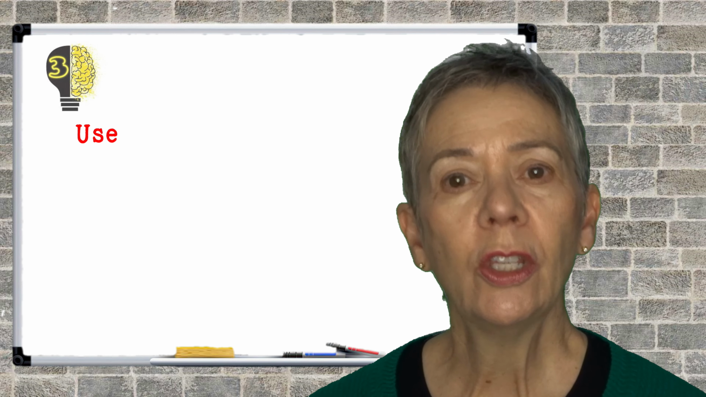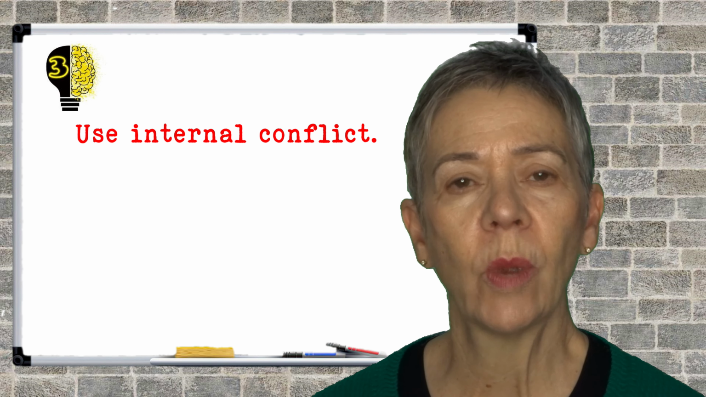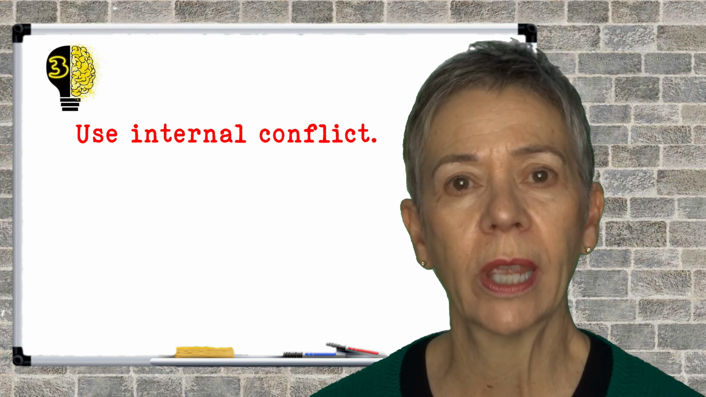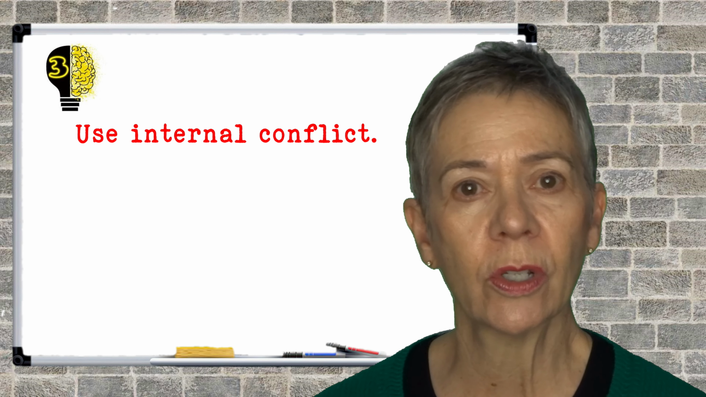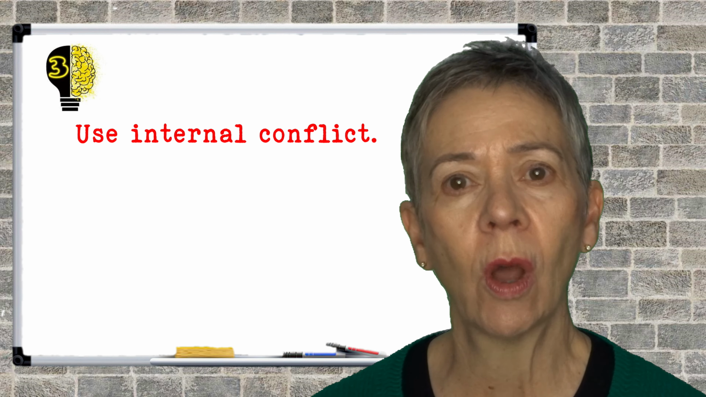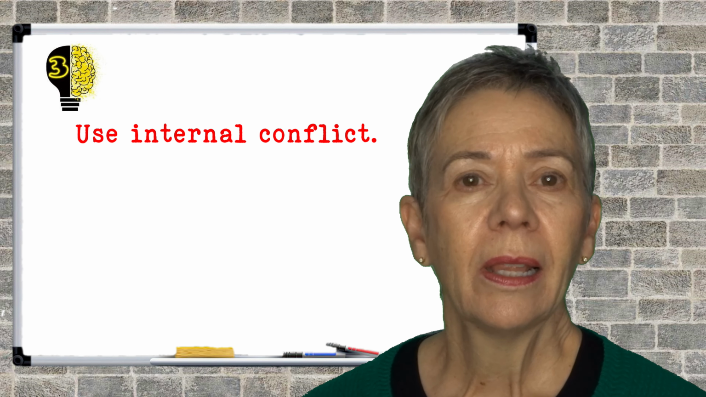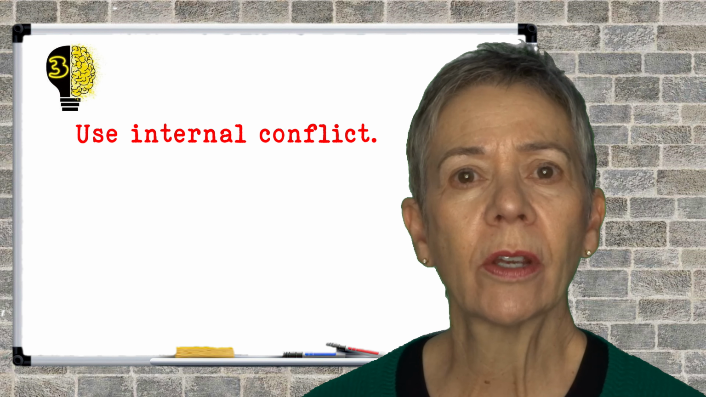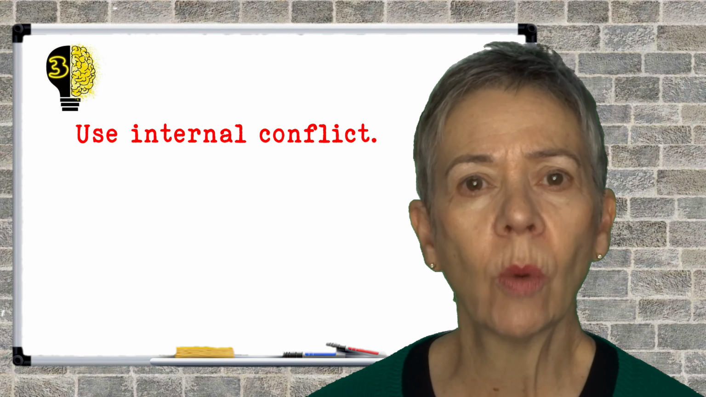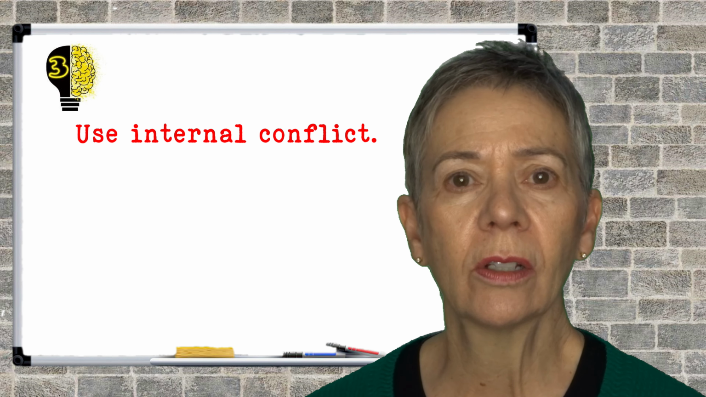Tip number 3, use internal conflict. Don't limit your conflict situations to external forces or characters versus characters. Really have a look at the internal life of your characters and look at that internal kind of conflict that can plague characters. They can add complexity. Things like moral dilemmas, for example. When a character is in a situation where they don't exactly know what to do, it's a moral dilemma. That can really be a clear case of conflict.